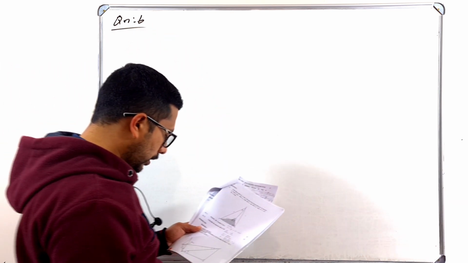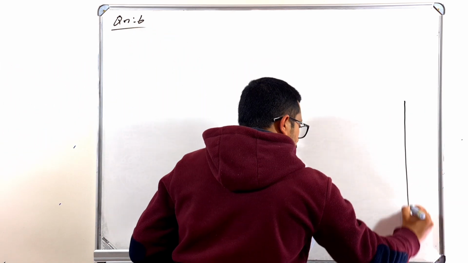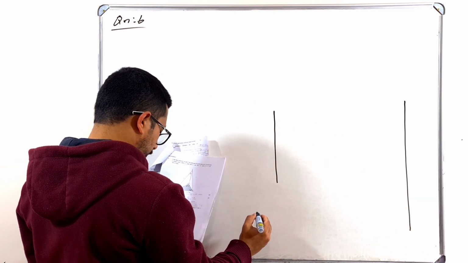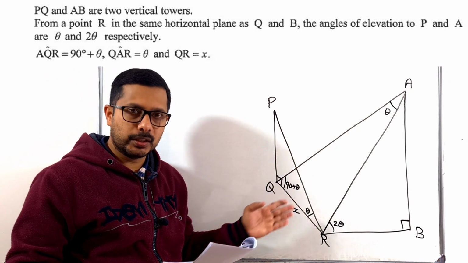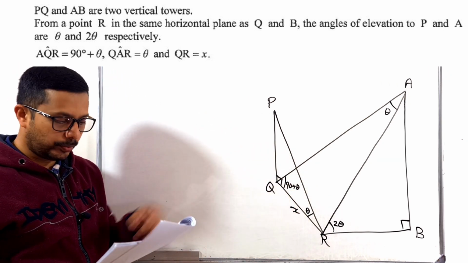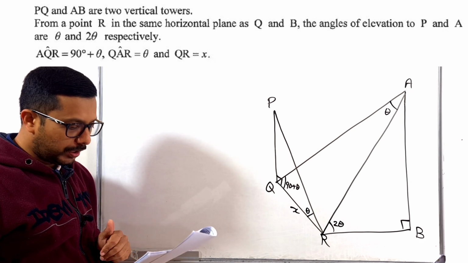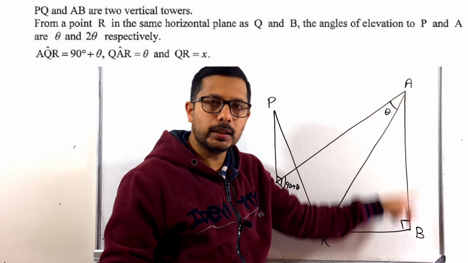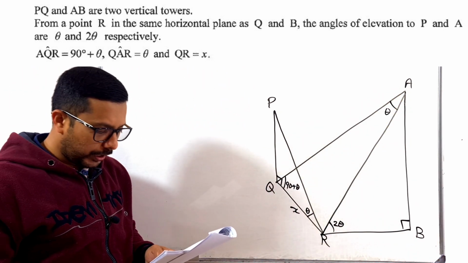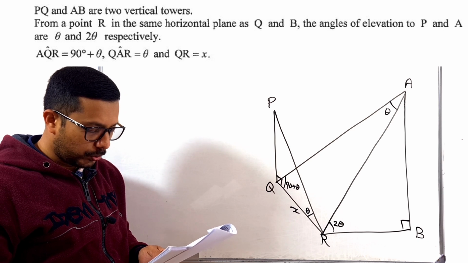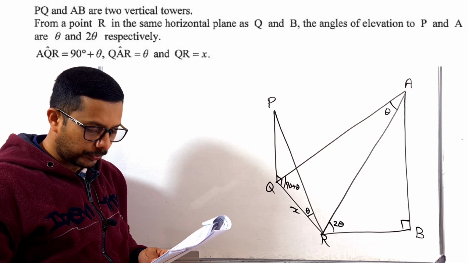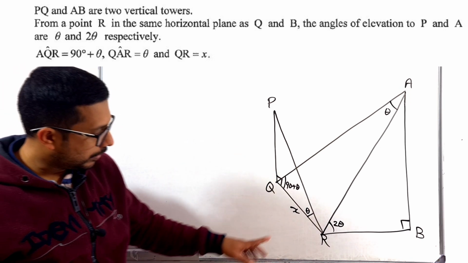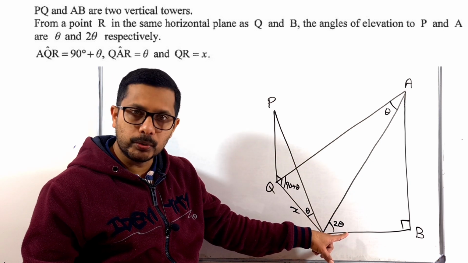So first let me draw that. So this is the diagram given. Okay, and look at the diagram and what is given there in the question paper. PQ and AB are two vertical towers. So there are two vertical towers, PQ and AB. Now from a point R in the same horizontal plane as Q and B, the angles of elevation to P and A are theta and 2 theta respectively. So here these angles theta and 2 theta. That's what they are saying.